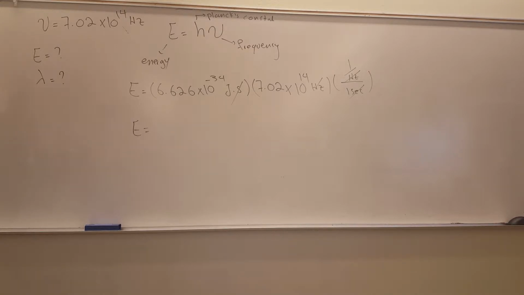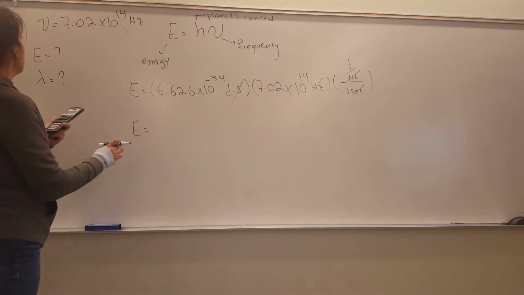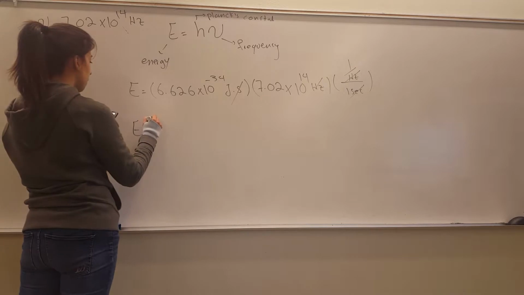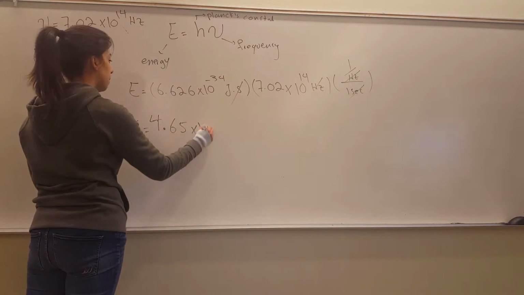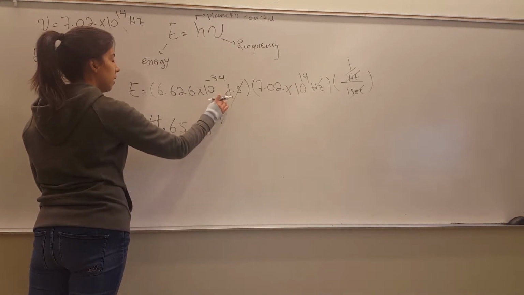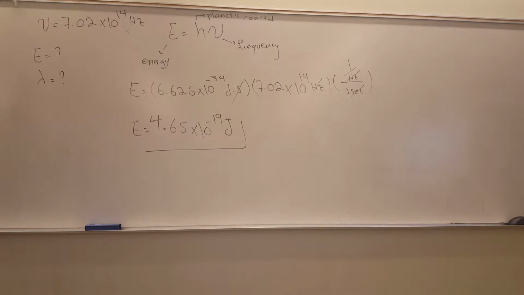So 6.626 times 10 to the negative 34 times 7.02 times 10 to the 14. I have 4.65 times 10 to the negative 19. We want 3 significant figures, so that's 4.65 times 10 to the negative 19. And we were solving for energy. The unit is going to be joules.